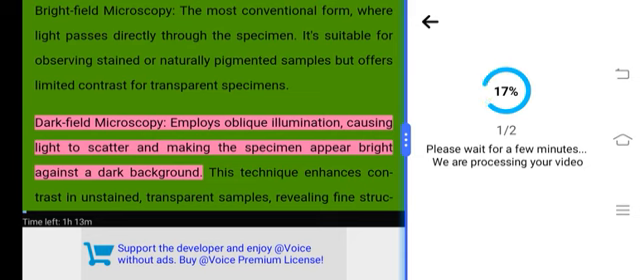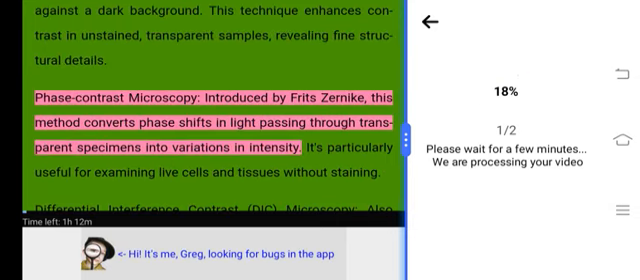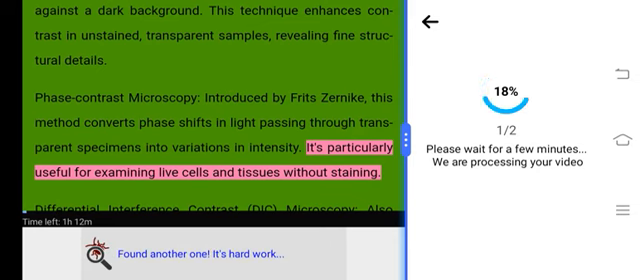Dark field microscopy employs oblique illumination, causing light to scatter and making the specimen appear bright against a dark background. This technique enhances contrast in unstained, transparent samples, revealing fine structural details. Phase contrast microscopy, introduced by Frits Zernike, converts phase shifts in light passing through transparent specimens into variations in intensity. It's particularly useful for examining live cells and tissues without staining.